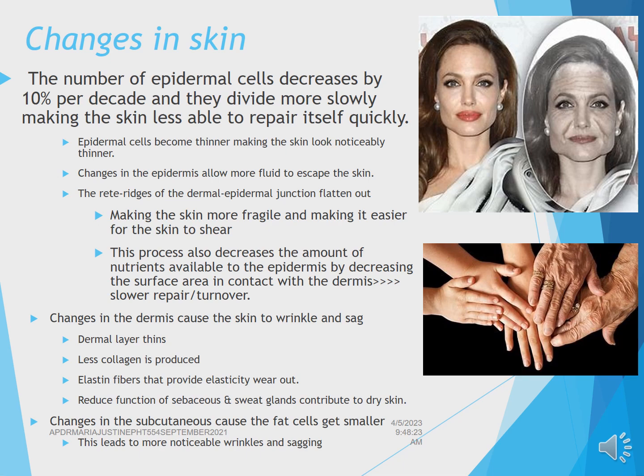Changes in the dermis will cause the skin to wrinkle and sag. You can see the dermal layer thins. Less collagen is produced. Elastin fibers that provide elasticity also wear out. There is reduced function of sebaceous and sweat glands that contributes to dry skin. Changes in the subcutaneous layer cause the fat cells to get smaller. This leads to more noticeable wrinkles and sagging.